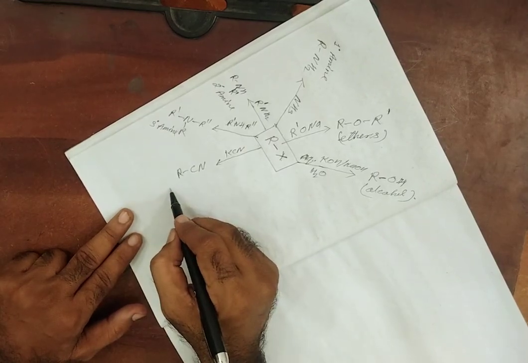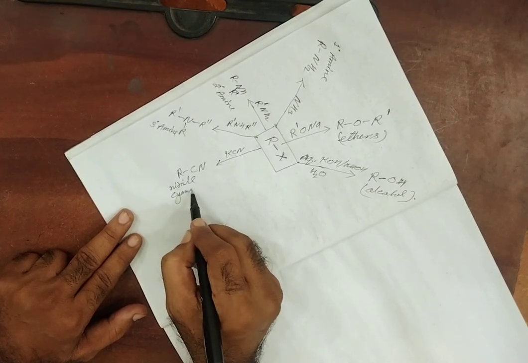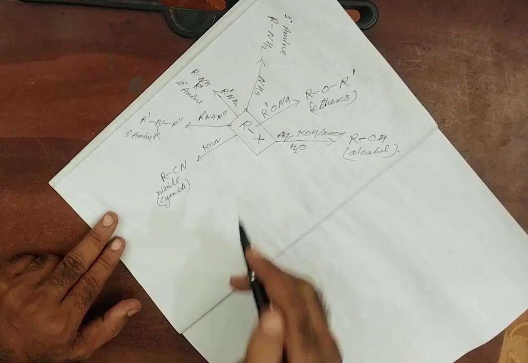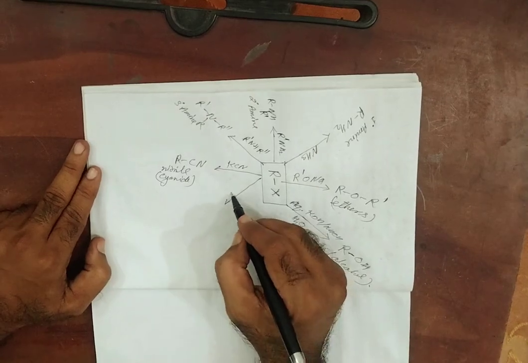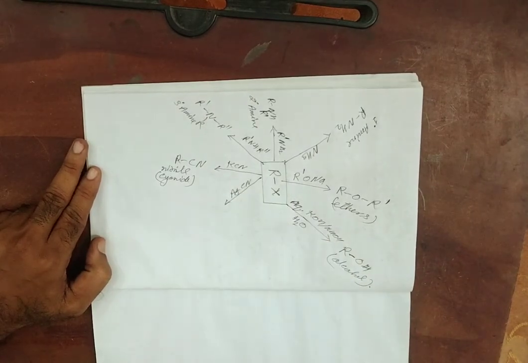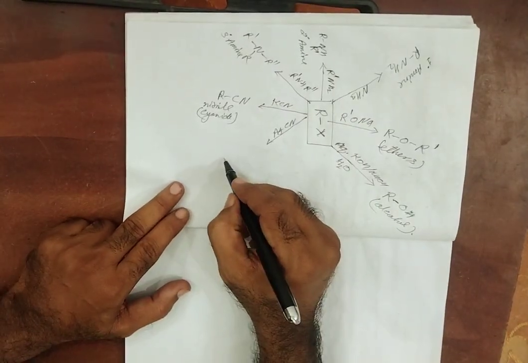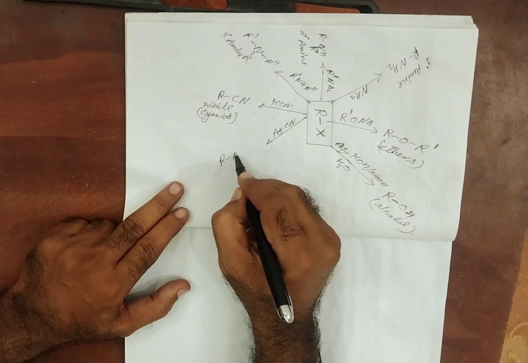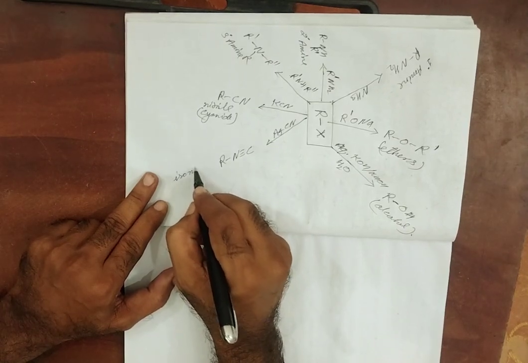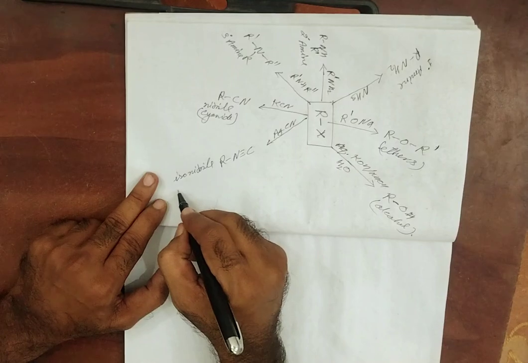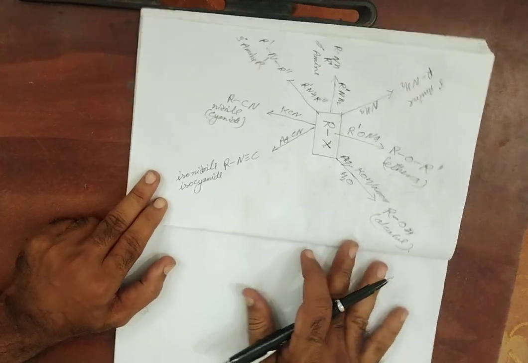Cyanide or nitrile will be formed if we treat alkyl halide with alcoholic KCN. If we treat alkyl halide with AgCN, then isonitrile, or we can say isocyanide, will be formed.